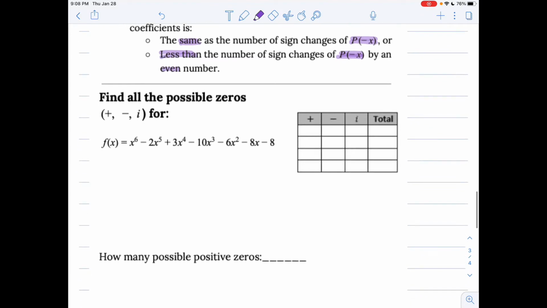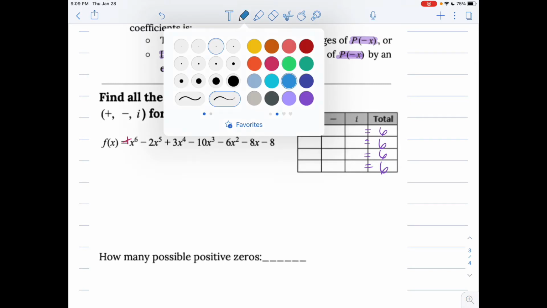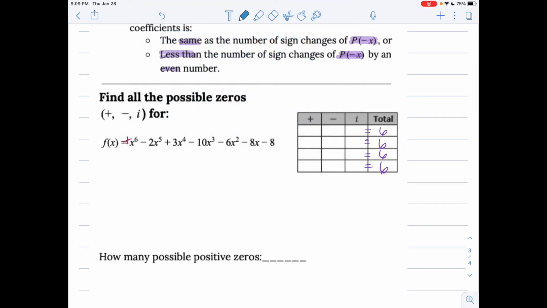So we've got this polynomial. It's a 6th degree polynomial. And so right away, before doing anything else, I know that the total number of roots that I'm going to have is 6. I don't know what combinations of positive, negative, and imaginary, but I know that when I add those together, it's got to equal 6 because I have a 6th degree function. So let's take a look at f of x and see how many sign changes we have. The first thing I'm going to do is put a big positive sign on the x to the 6th. I know we don't normally write that, but in this case I want to physically see the sign.